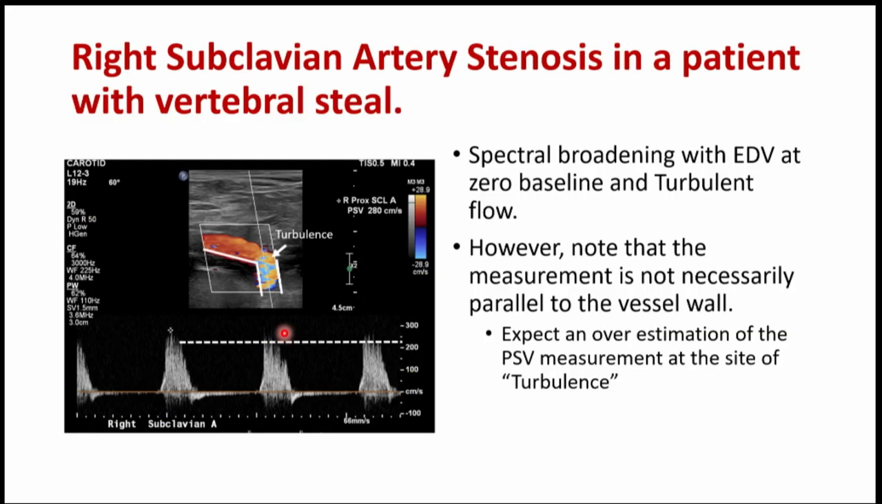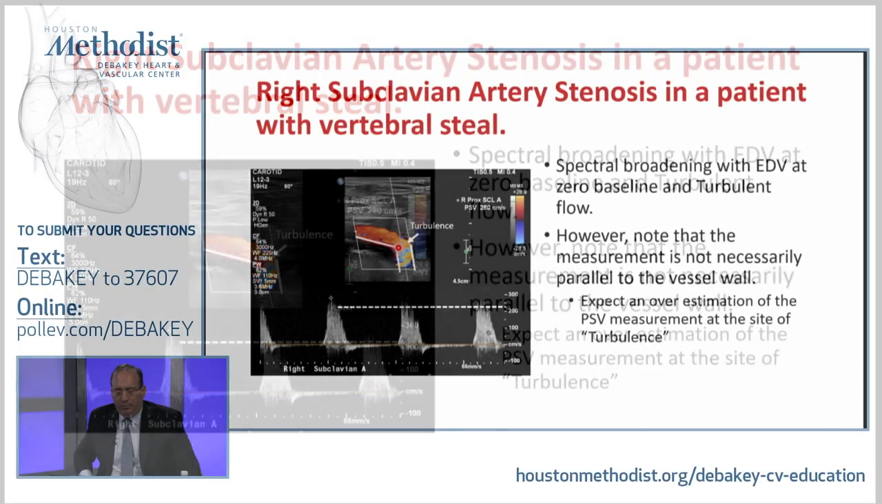Right subclavian artery stenosis in a patient with vertebral artery steal. What do we see here? Well, first of all, the velocities are high. There's a lot of spectral broadening. We see the window here could be opened up a little bit to get some of that turbulence, but where is the measurement? The measurement is right at the elbow of that subclavian.